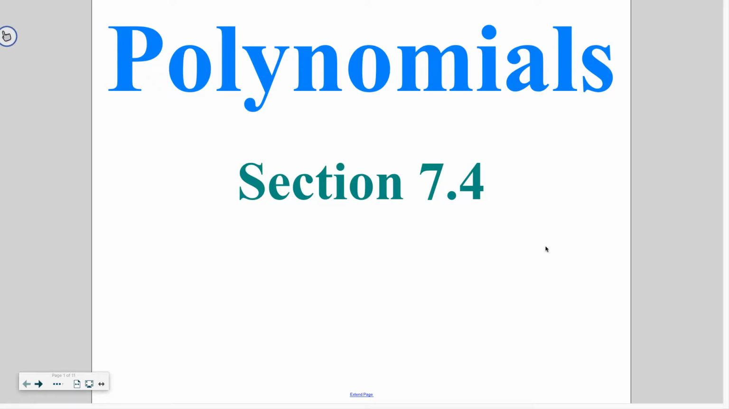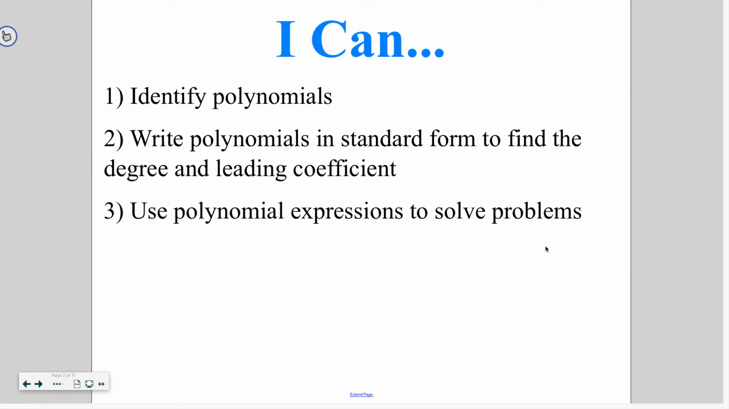Hello class, today we're going to talk about section 7.4, which is polynomials. By the end of today, you will be able to identify polynomials, write them in standard form to find their degree and leading coefficient, and then use polynomial expressions to solve problems.